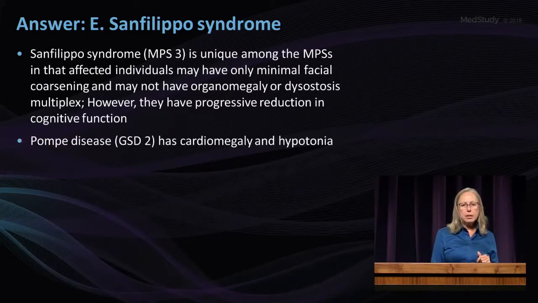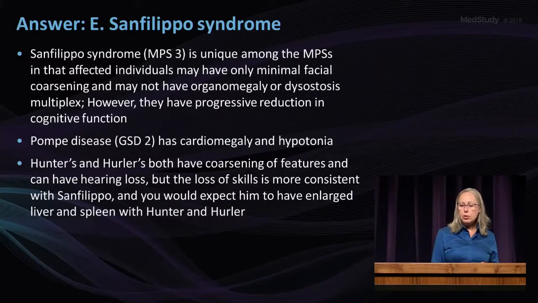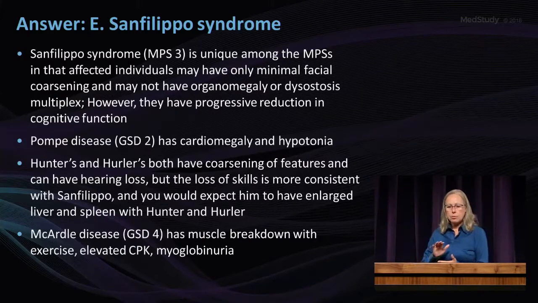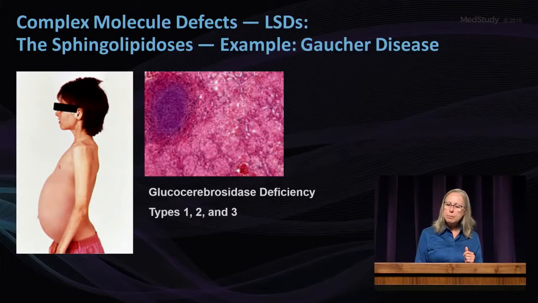Pompe's has the cardiomegaly and hypotonia. Hunter's and Hurler's, if they give them to you together, they're going to have to give you something like corneal deposits or corneal clouding to be able to tell the difference between the two. Otherwise, you can't really on a first pass. And McArdle's is a glycogen problem in the muscle. So you see that muscle breakdown, elevated CPK, and myoglobinuria.